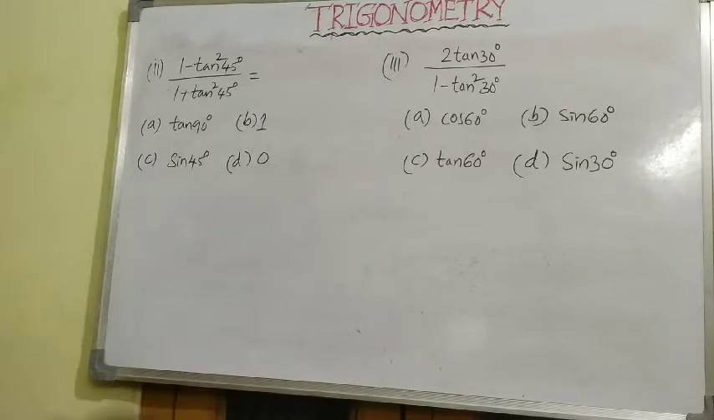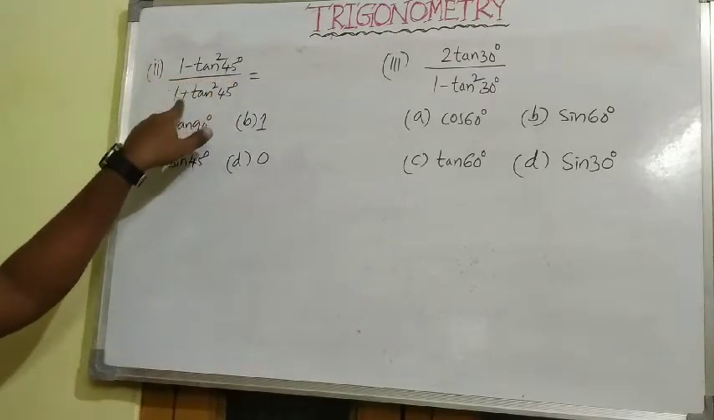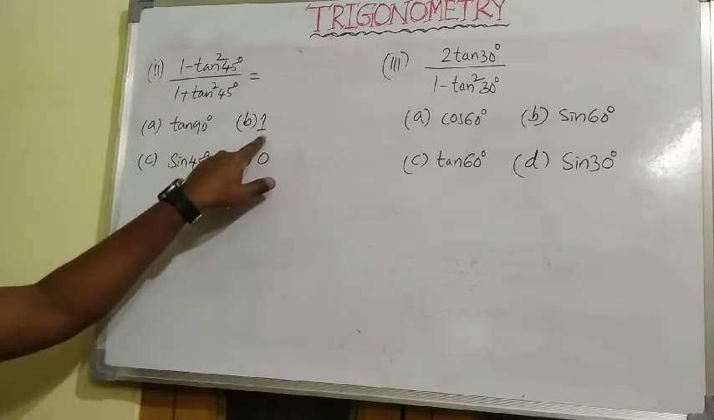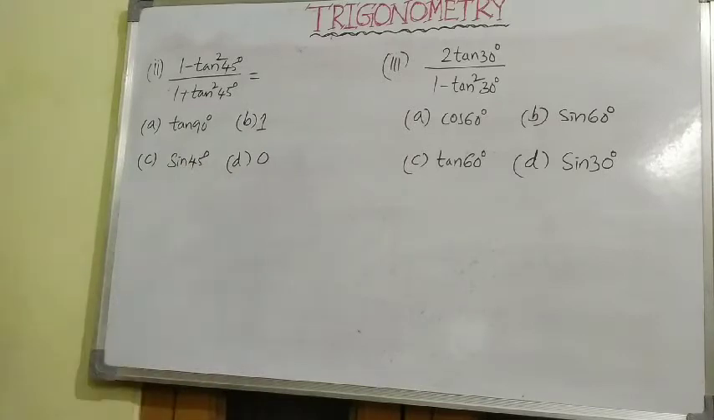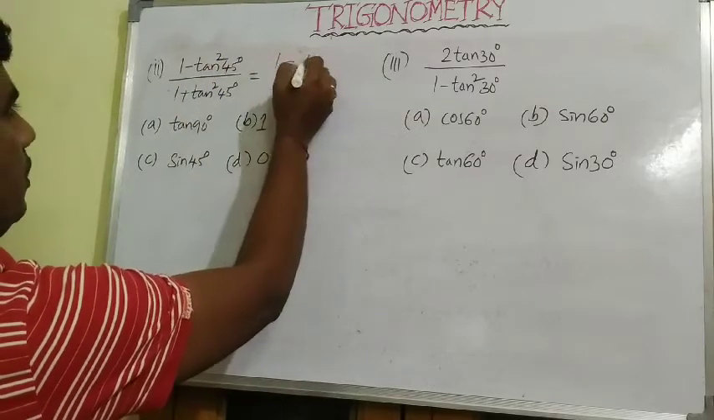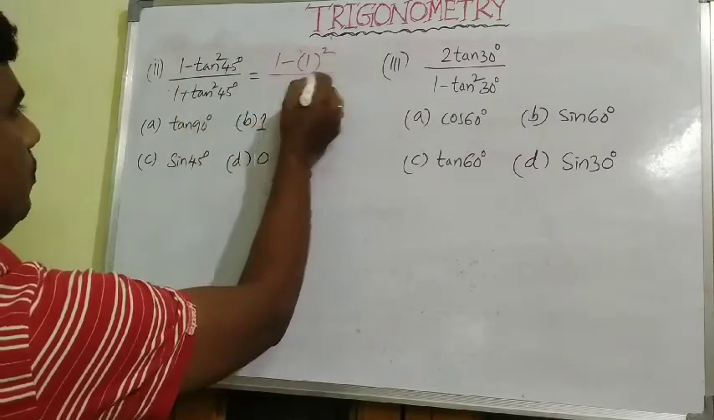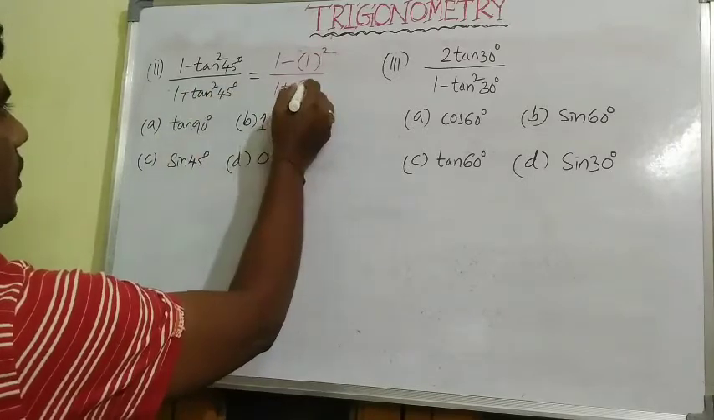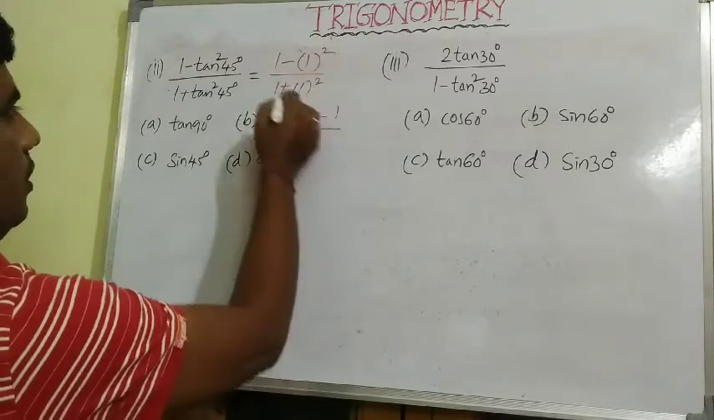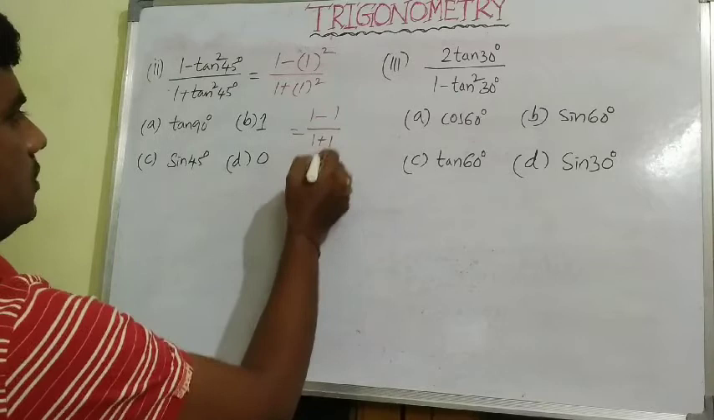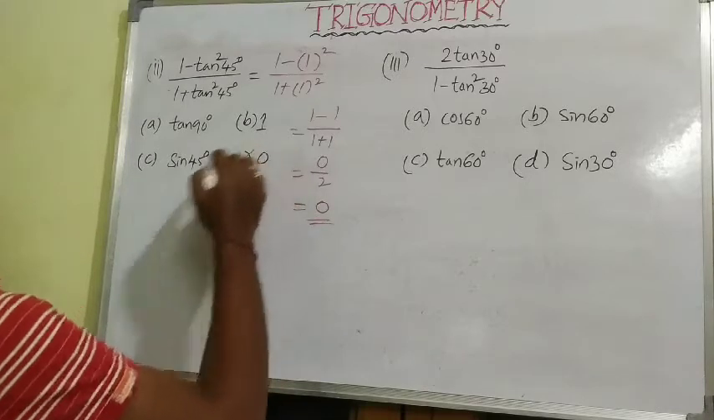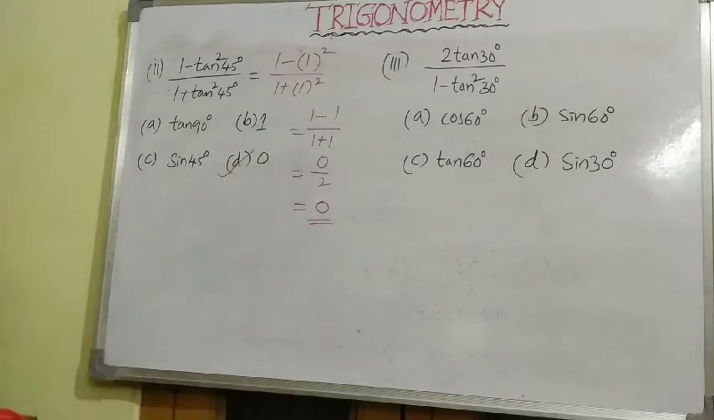So next, the second one: (1 minus tan square 45) by (1 plus tan square 45) is equal to tan 90, or 1, or sin 45, or 0. So we just have to substitute the values. 1 minus tan 45, whose value is 1, squared, by 1 plus tan 45, value 1, squared. If you simplify this, 1 minus 1 squared, value 1, by 1 plus 1 squared, value 1. 1 minus 1 is 0, by 2. But 0 by something is equal to 0. So which option is correct? Option D is correct.